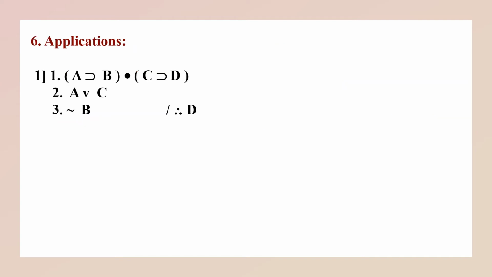Let us see the application. A implies B and C implies D. A or C, not B, therefore D. Now here you can see that there are two conditional statements joined by a conjunction. We have their antecedents with us in the second premise. So which rule can you apply?